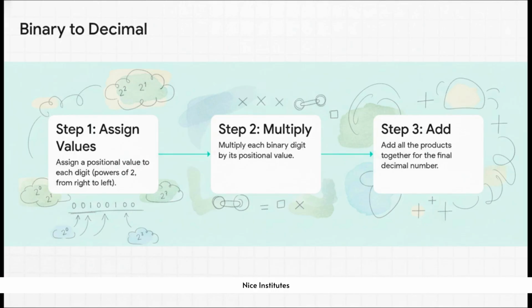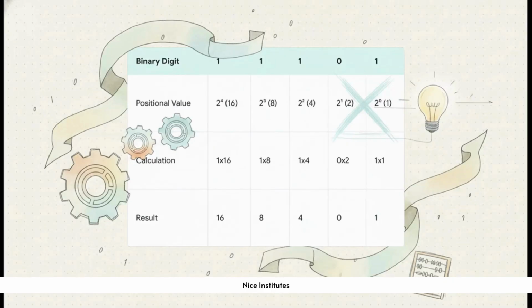Binary works the exact same way, but instead of powers of 10, everything is a power of 2. All we have to do is multiply each digit by its position's value and then add it all up. Let's break this down with our example. If we work from right to left, the positions are the ones place, the twos place, the 4s, 8s, and 16s. See, all powers of 2. We just multiply each binary digit by its value.